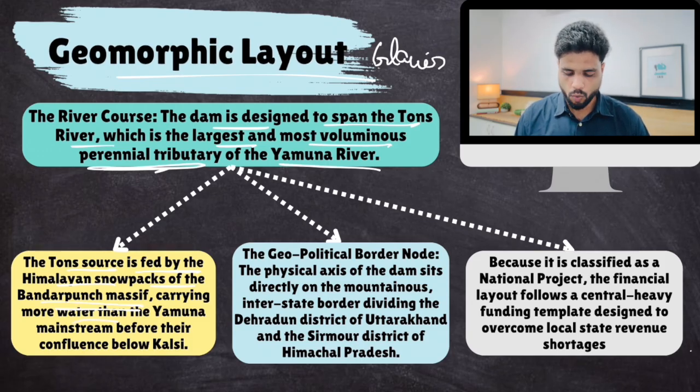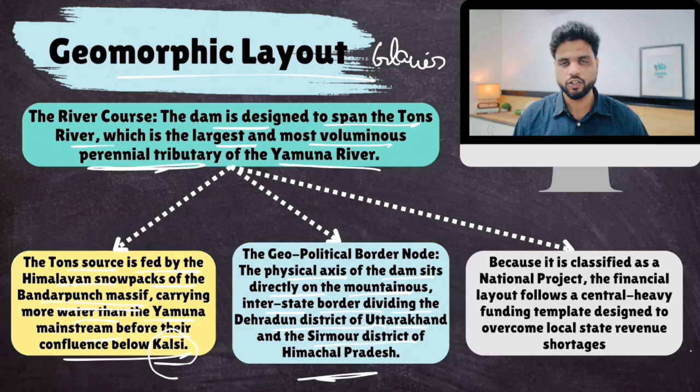Okay, carrying more water than the Yamuna mainstream before their confluence below Kalsi. The physical axis of the dam sits directly on the mountainous interstate border dividing Dehradun district of Uttarakhand and Sirmaur district of Himachal Pradesh. Because it is classified as a national project, or project of national importance, the financial layout follows a center-heavy funding. I mean, most of the funding is being done by the central government and some amount is being pitched in by state governments as well.